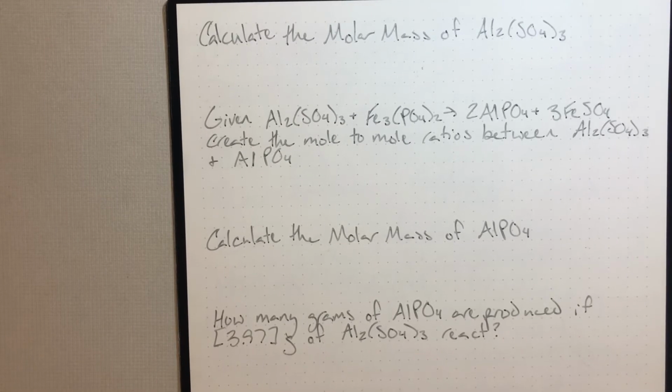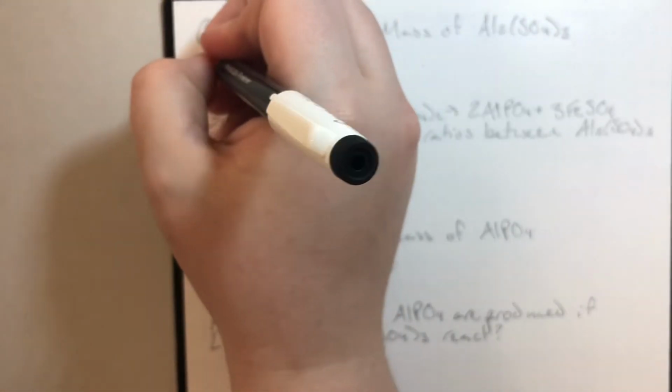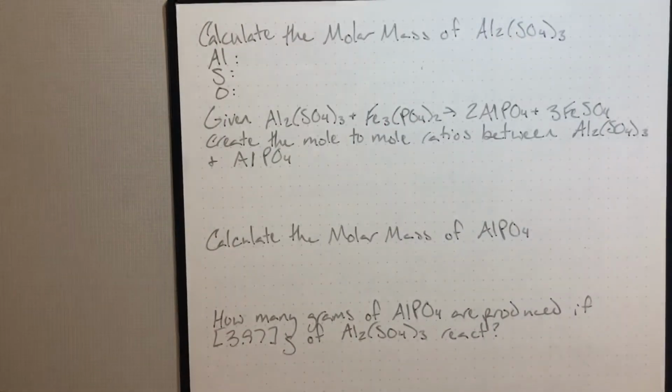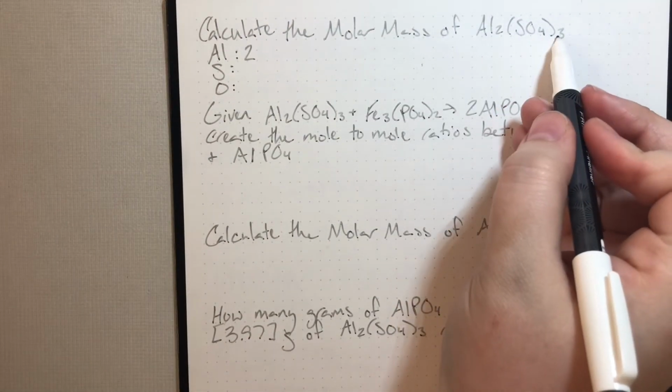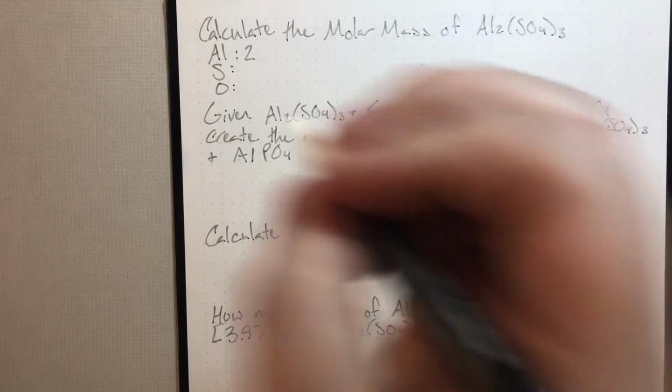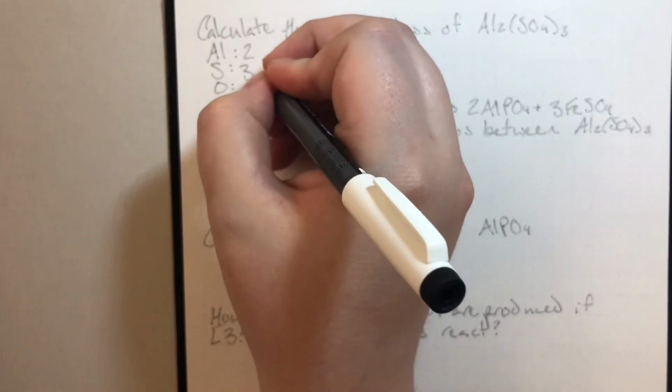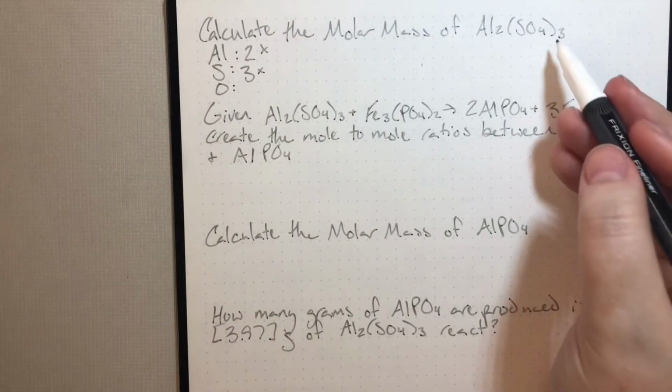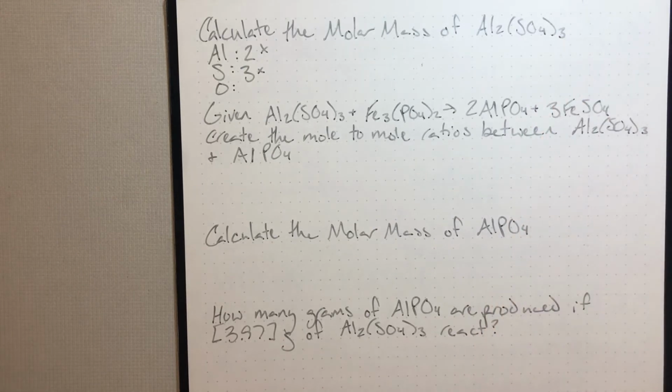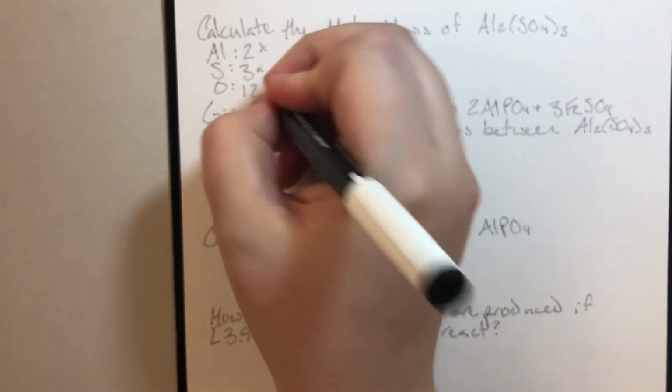Calculate the molar mass of aluminum sulfate. The first thing that I'm going to do is list out all of the members inside of the compound. This is going to be aluminum, sulfur, and oxygen. Next, I will look at the subscripts to check how many of each I have. Aluminum has a subscript of 2. Sulfur has a subscript of 1, however it is being multiplied by this 3. 1 times 3 is 3. Oxygen has a subscript of 4, but it is being multiplied by 3. 4 times 3 is 12.